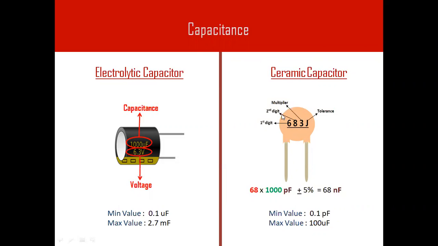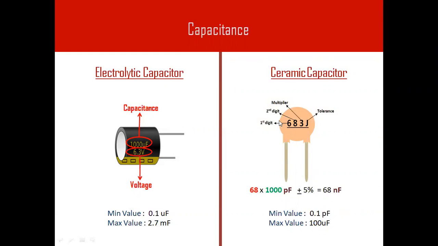First two digits represent the first two digits in the value of the capacitor. The third digit represents the multiplier, and the fourth letter represents the tolerance of the capacitor. Now, the value of capacitor is written in this manner.